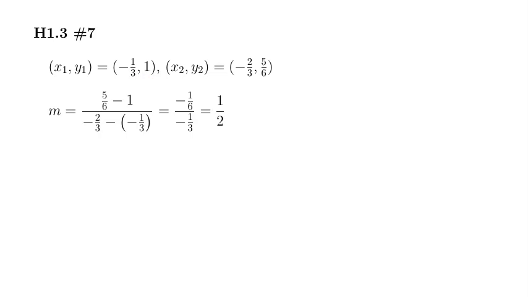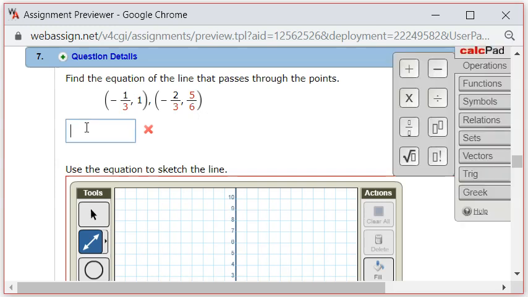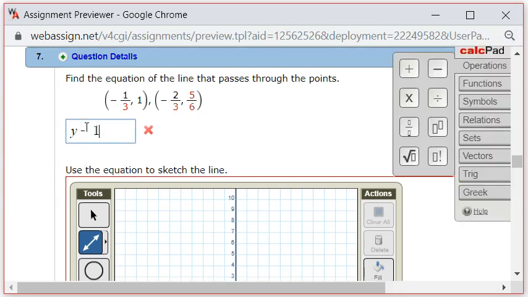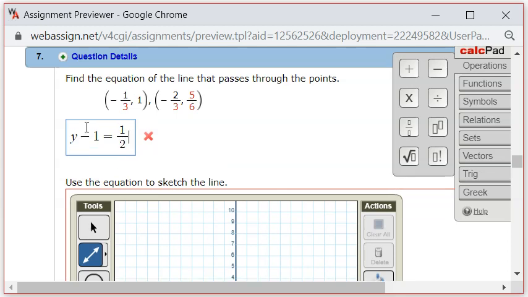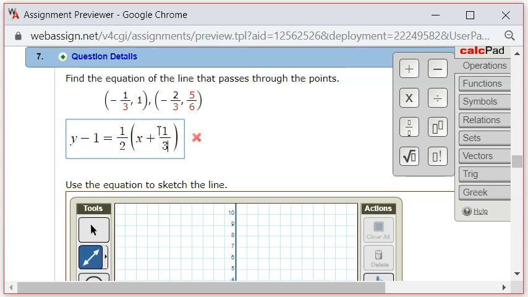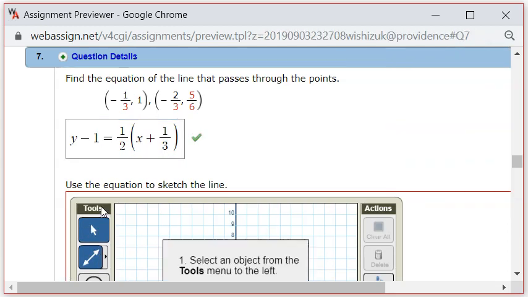Using point-slope form, you can get an equation, something like this. y minus y1, which is 1, equals slope 1/2 times x minus negative 1/3, which is going to be plus 1/3. So let's type it in. The equation is y minus 1 is equal to 1/2 times the quantity x plus 1/3. So let's check the answer. All right, I came back and looks like we got this one correctly.